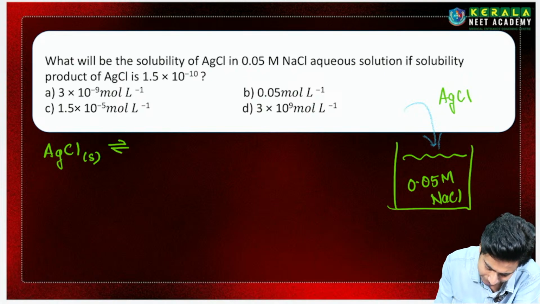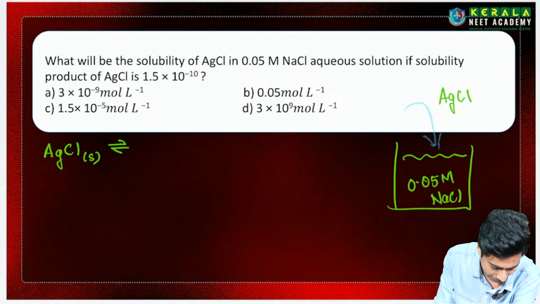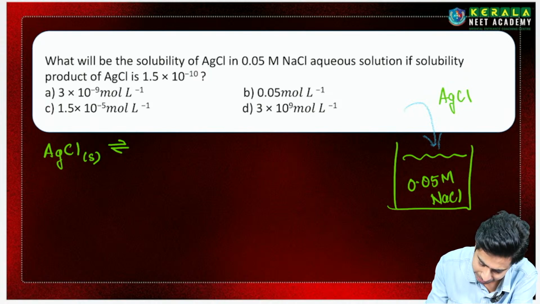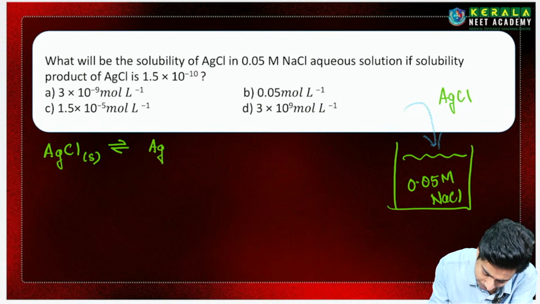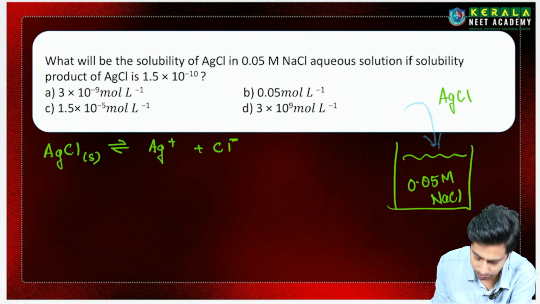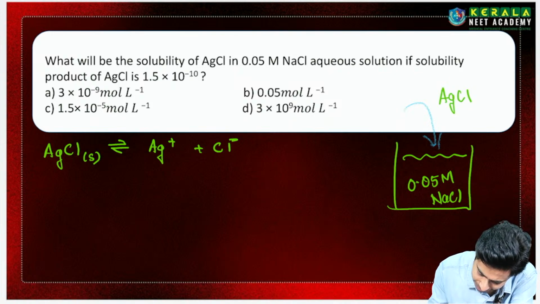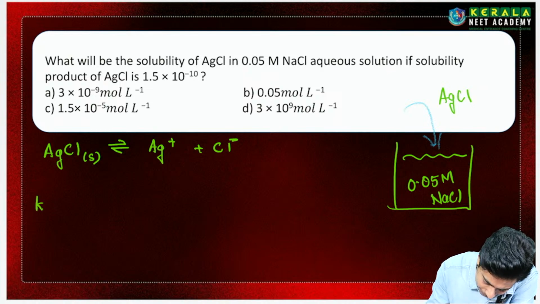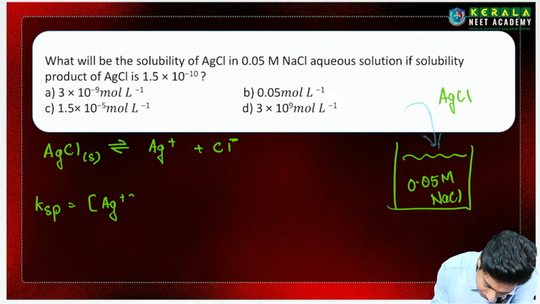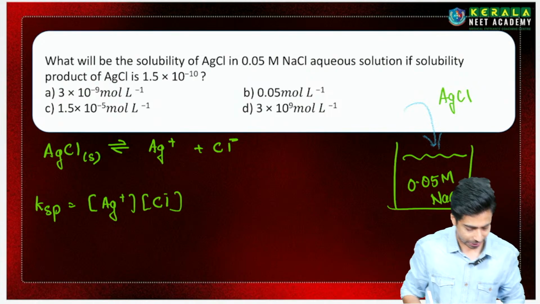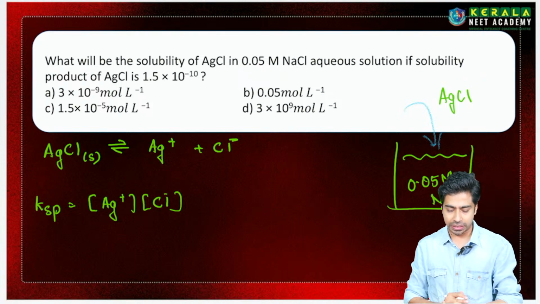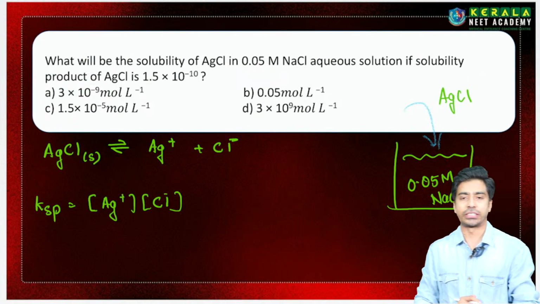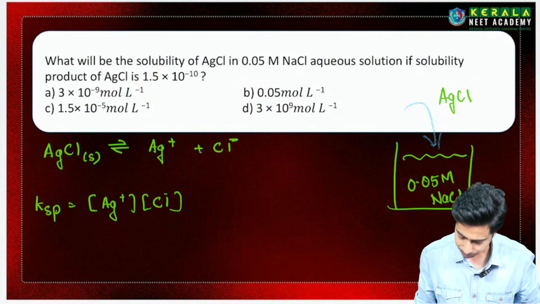Degree of dissociation is not needed here. AgCl will give Ag plus and Cl minus. So the Ksp value: Ksp is equal to the concentration of Ag plus into the concentration of Cl minus, on the basis of the above equation.